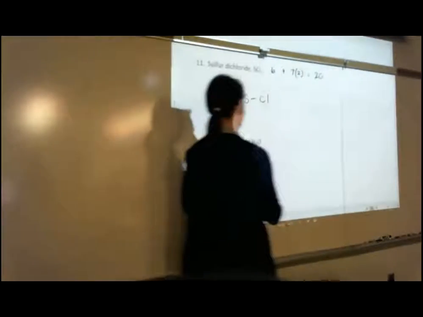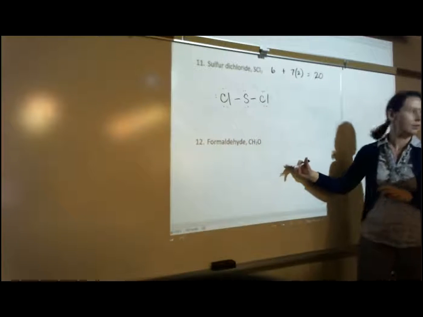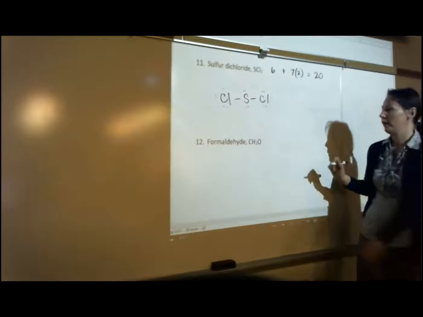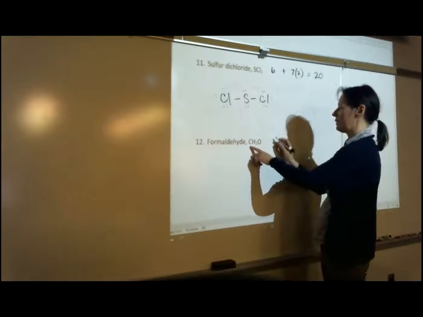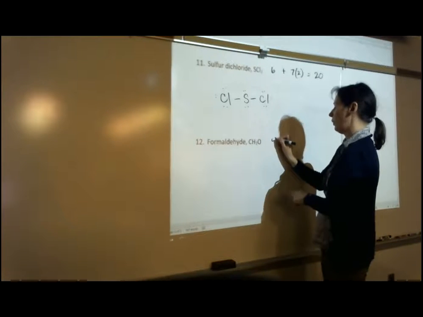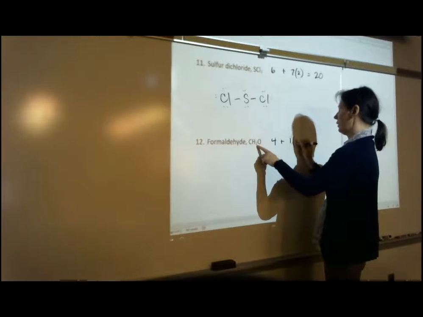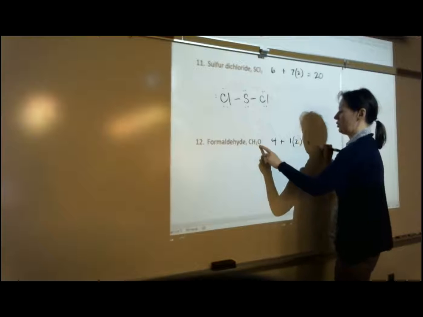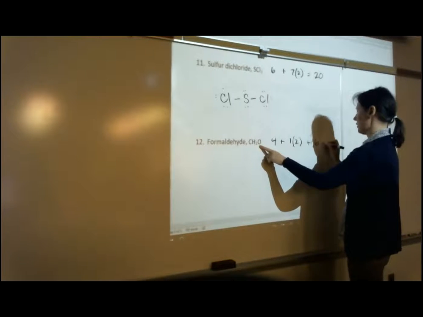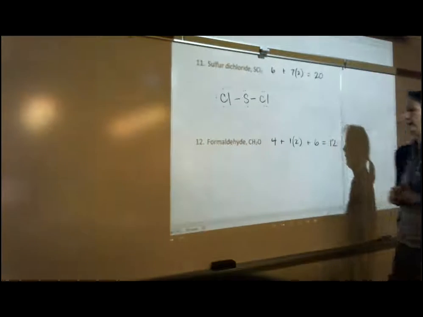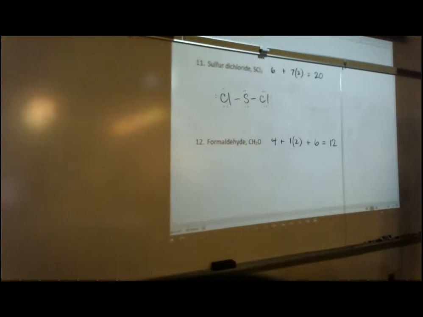I think we've got enough room to do formaldehyde. If I start writing right here, can you guys in the back see okay? Okay, so carbon has how many valence electrons? 4, and then hydrogen has 1. And then oxygen has 6. So how many do I have? 12. Okay, who's the central atom?